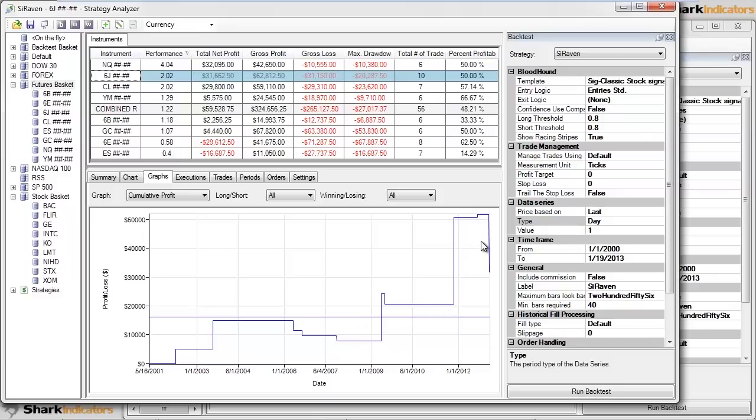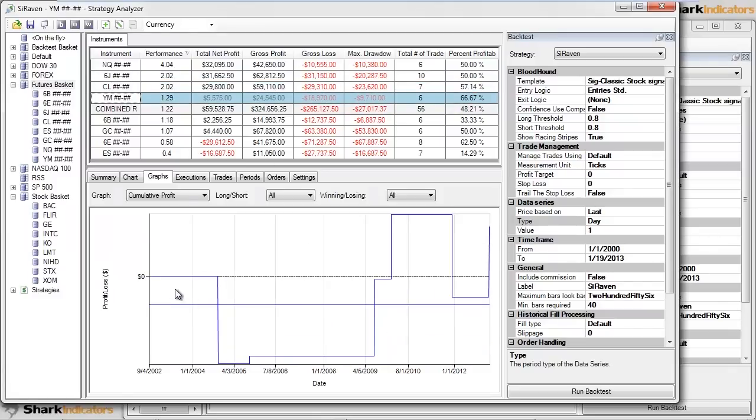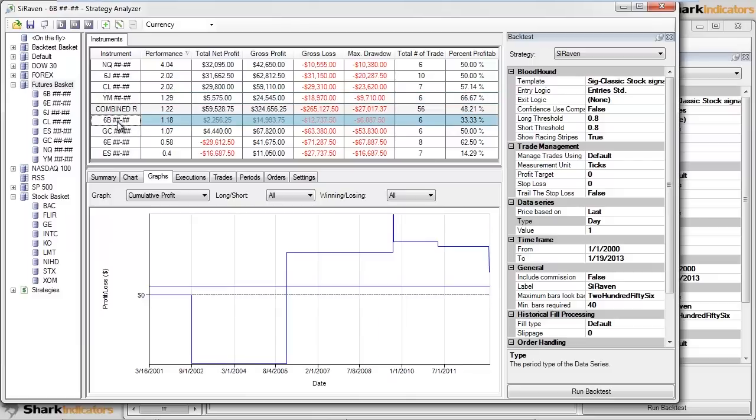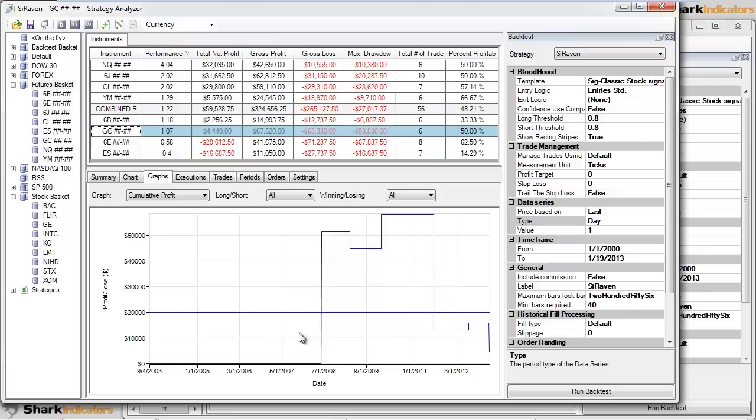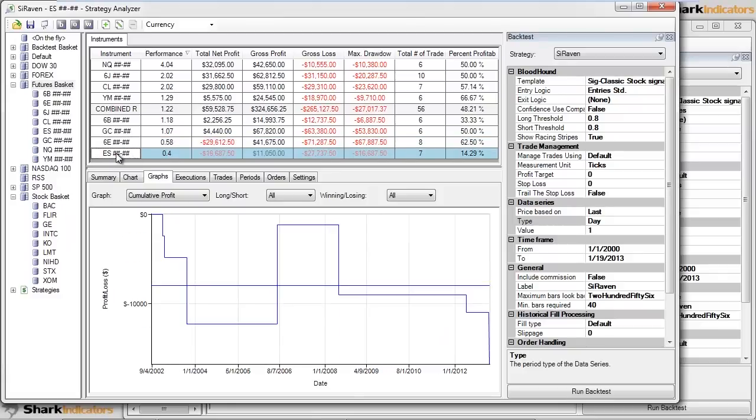Stair stepping looks okay. Oil, yeah, that equity curve just looks horrible. The YM, a big drawdown in the beginning before it got itself back up to profitability, and not a very good looking equity curve. Wow, no trades in the beginning for gold. The euro, yeah, disastrous. And the ES, well, that's a pretty random animal there.